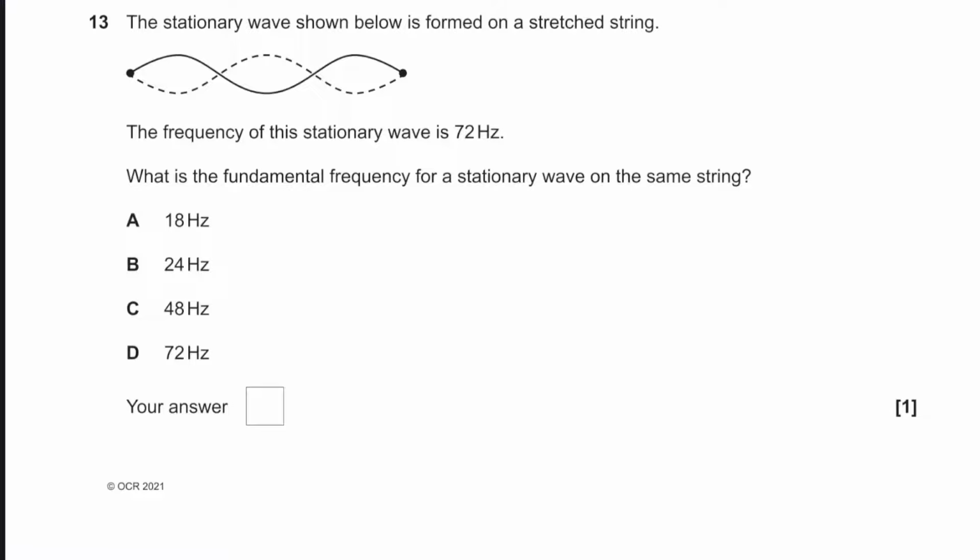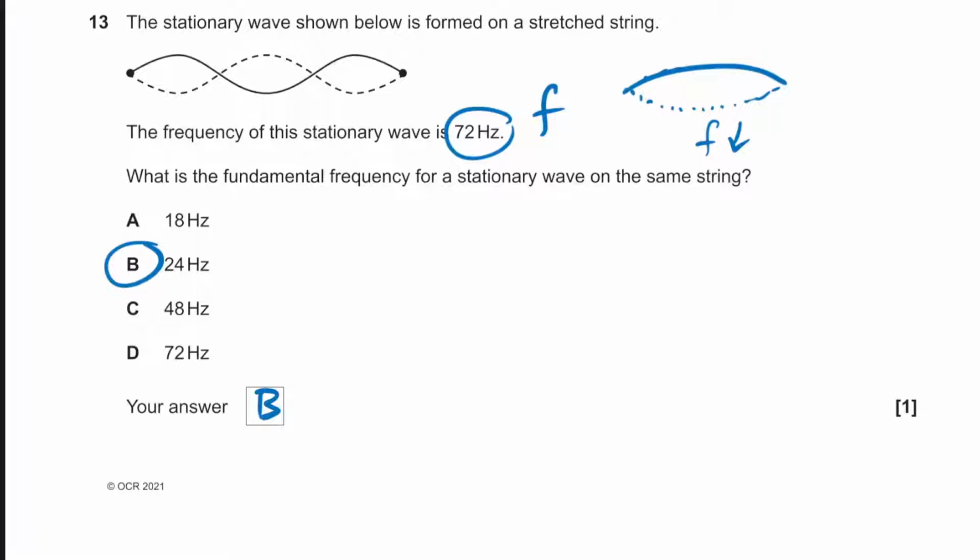13, stationary wave. The frequency of the wave is 72 Hertz. What is the fundamental frequency for a stationary wave on the same string? Well, of course, we know the fundamental, or the first harmonic, is just that. We know that the frequency of this has to be lower than that. It's going to be exactly 3 times lower. So the answer is going to be 24. It's B.